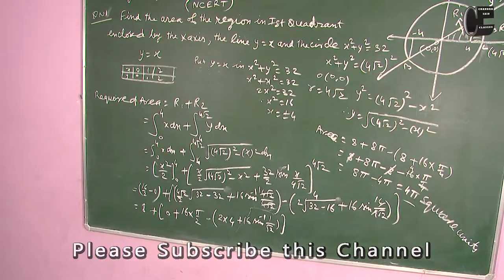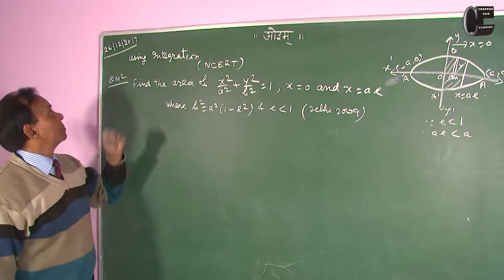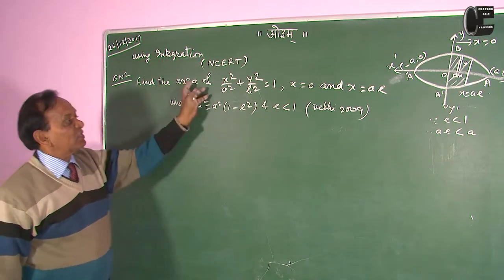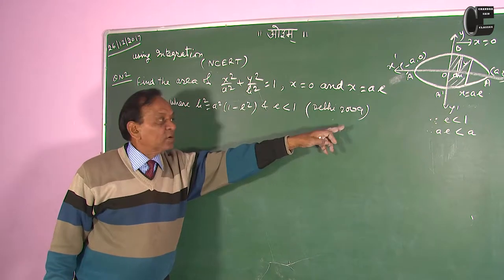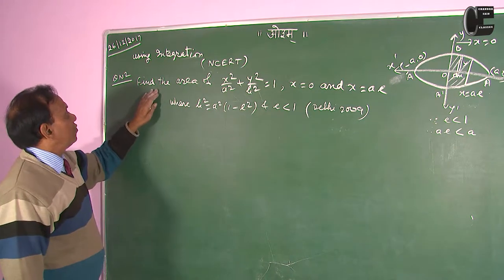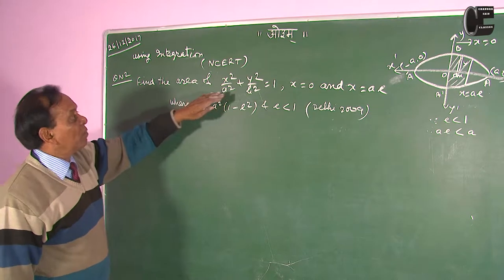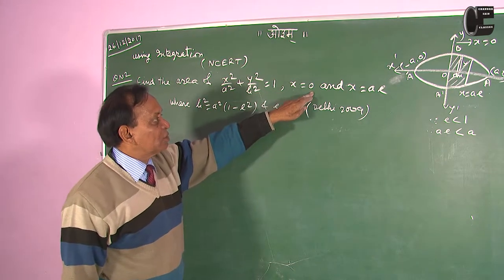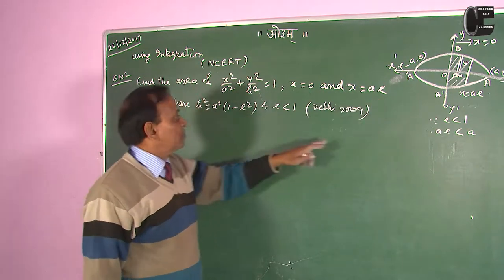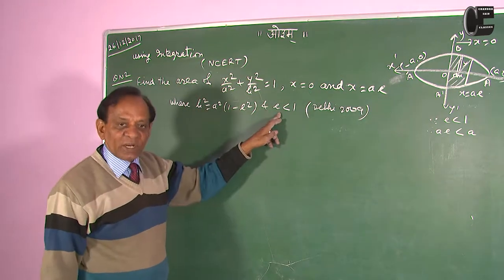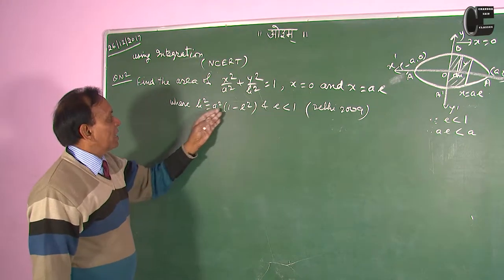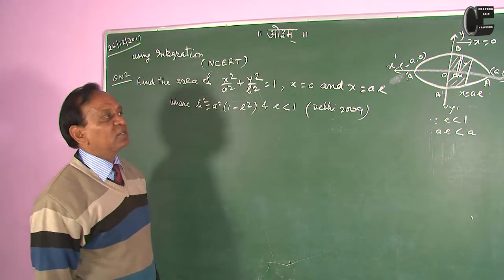We take the next question. Yes. Now we are taking question number 2. This question has been asked in Delhi Board 2009. Find the area of this ellipse bounded by the curves x equal to 0 and x equal to AE, where E is the eccentricity and is less than 1, and B square equal to A square into 1 minus E square.